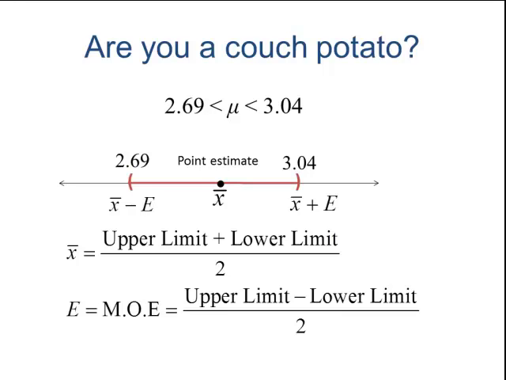Now to find the margin of error, we would take the upper limit minus the lower limit and divide that by 2. Because if we were to take this and subtract this, we would end up with the x bars canceling, and we would have e minus a negative e, which becomes 2e. 2e divided by 2 is e, which is the same thing as margin of error.